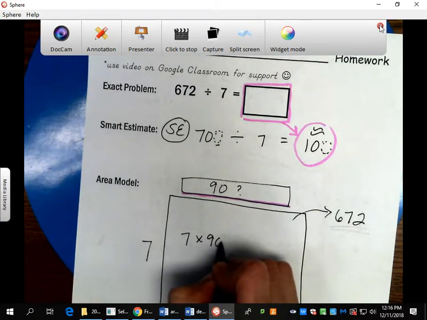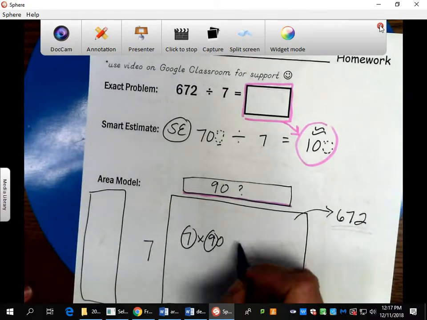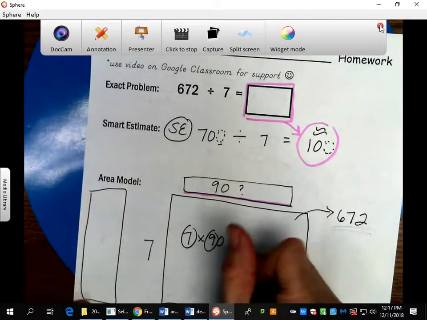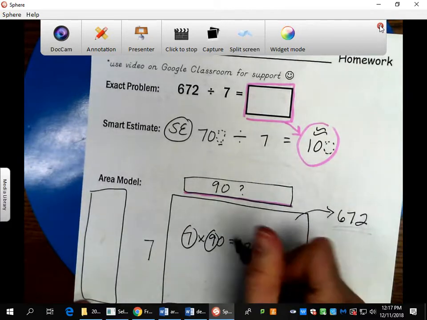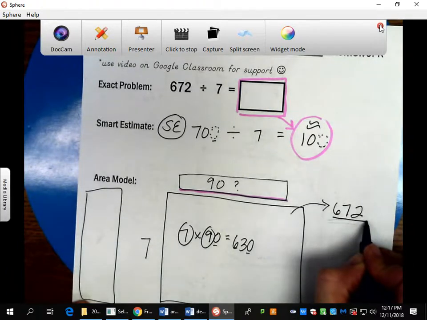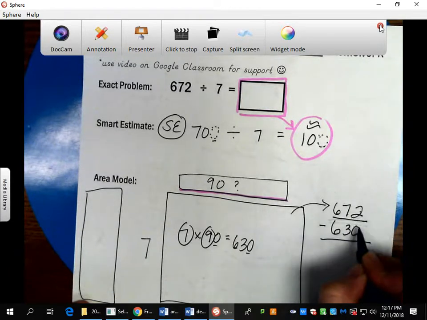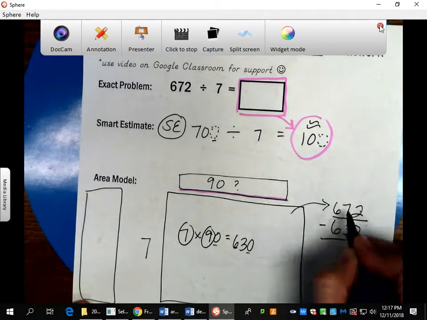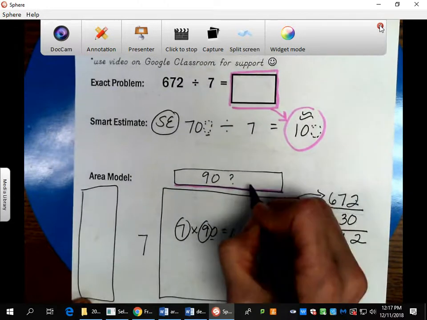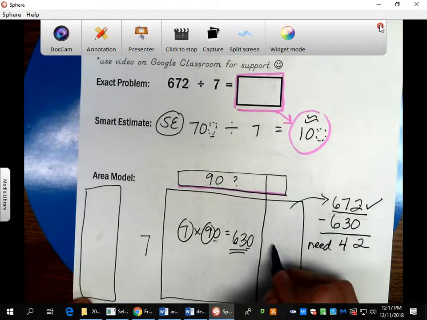7 times 90. Well, 7 times 9, and if you need to do your facts out on the side, I encourage you to do so. 7 times 9, or if you need to use your fingertips, some people do, is 63 with a 0, because of that extra 0. So, I'm not all the way up to 672 yet, but I just took out 630 from the middle. So 2 minus 0 is 2, 7 minus 3 is 4. So that means I need 42 more. That was actually a really good guess because that got a lot out of what I already needed. So now I only need 42 more.